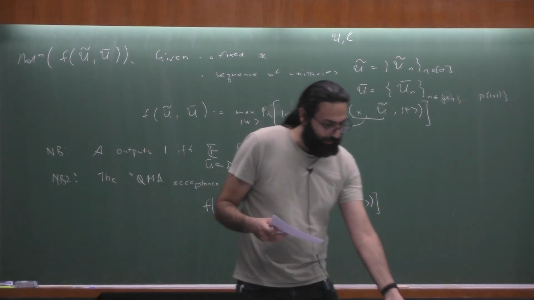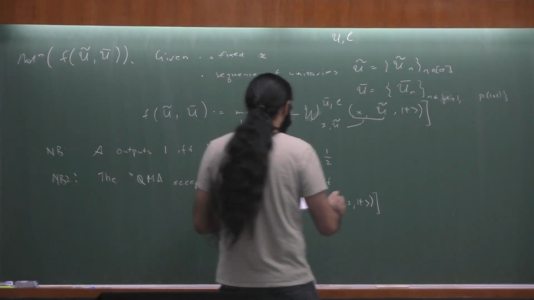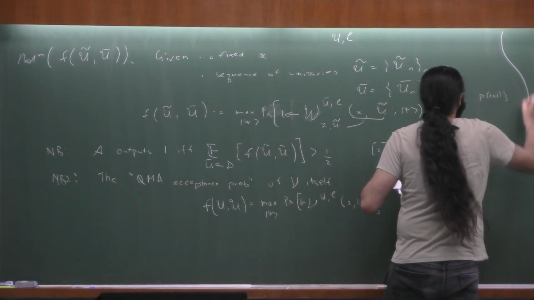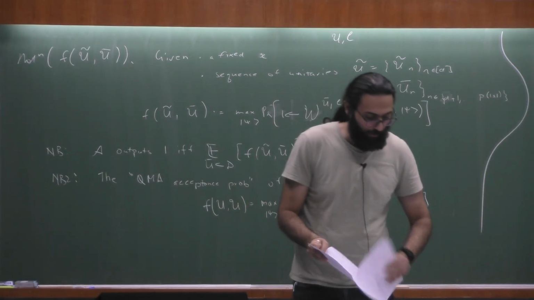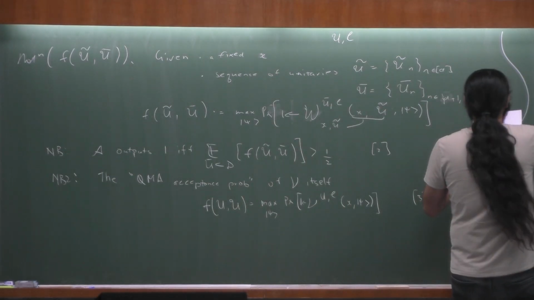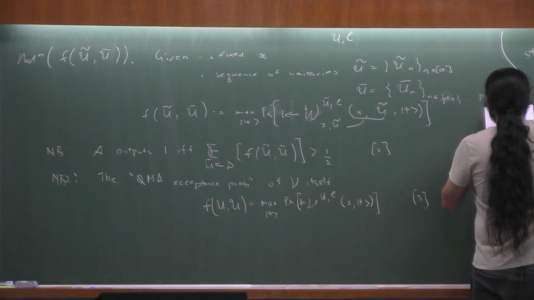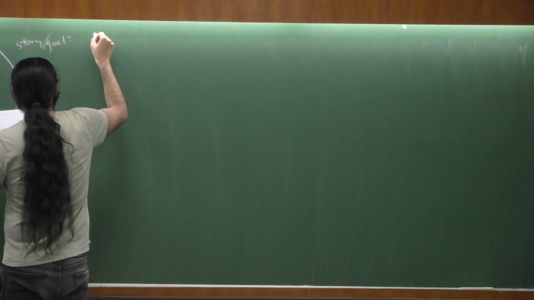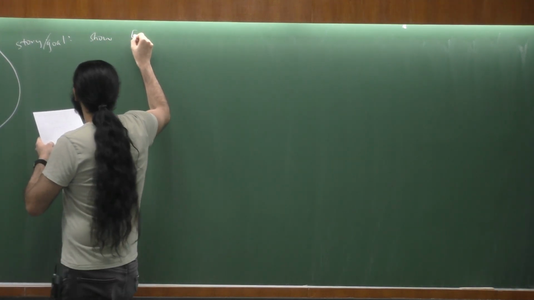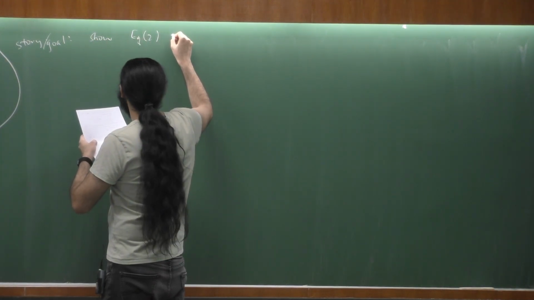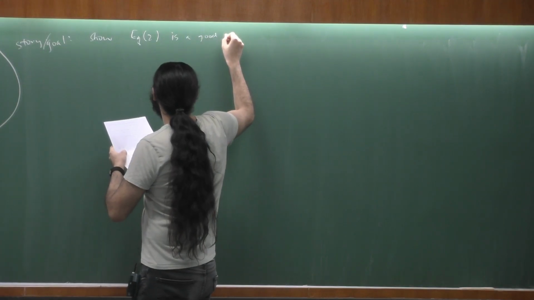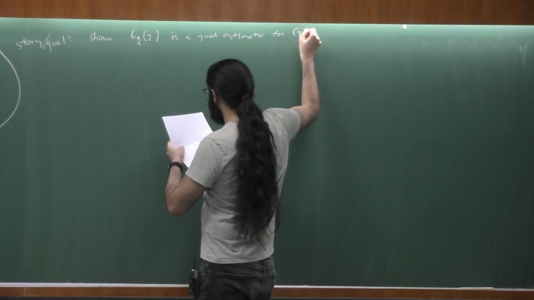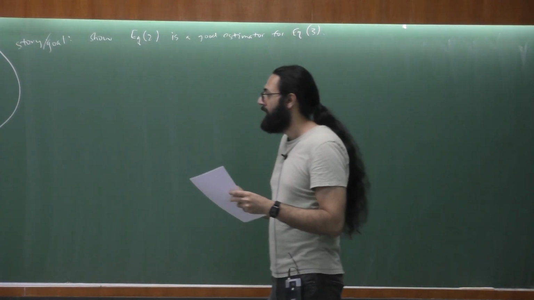Shoot, there were equation numbers which I should add. So this one is labeled equation 2, this one's labeled equation 3. And our goal now is to show that, okay, so the story, or rather story and goal, is to show that equation 2 is a good estimator for equation 3.